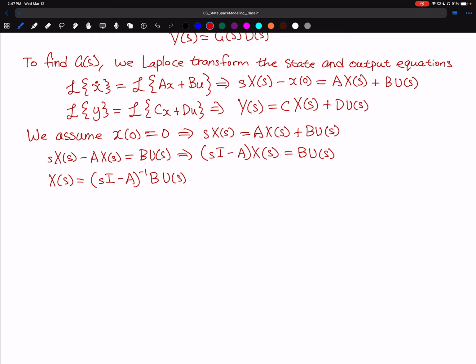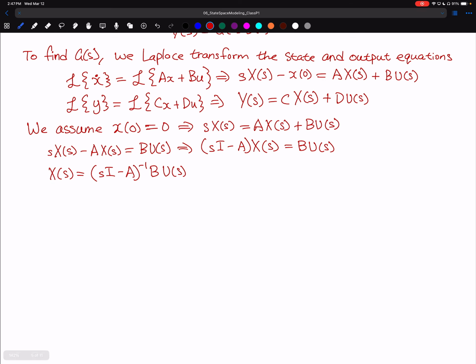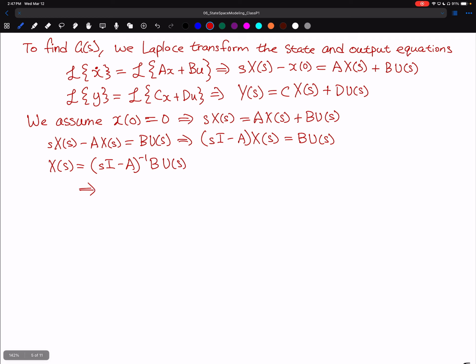From here, we now know what X of s is. We can plug that into our output equation. And then we'll end up with big Y of s equal to the quantity C, that's our output matrix, times sI minus A inverse applied to B, plus D, all of that multiplied by U of s.